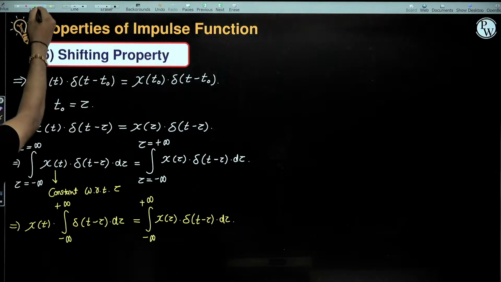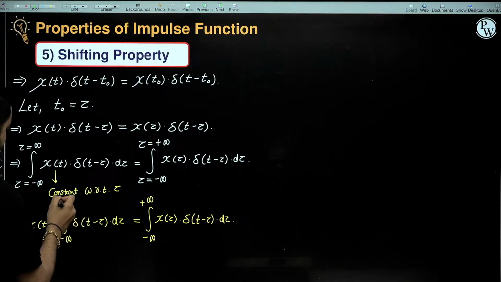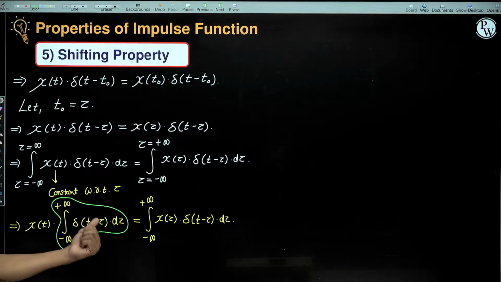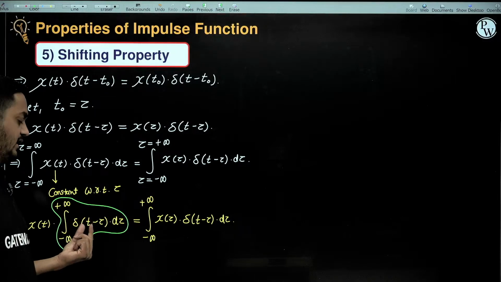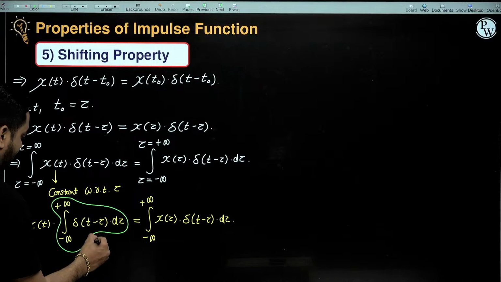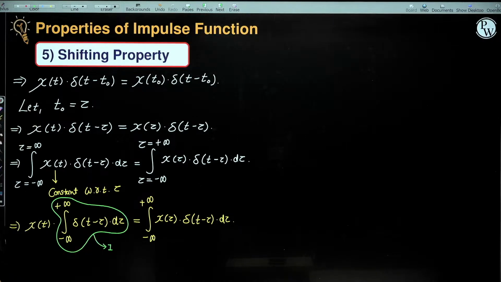Now again here you can see, what is the area under the impulse? This impulse is located at tau equal to t, since the variable is tau. So what is the area under the impulse? Again the area under the impulse is 1.